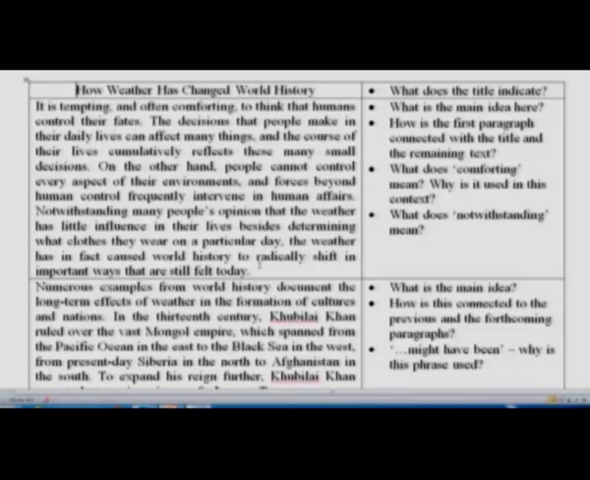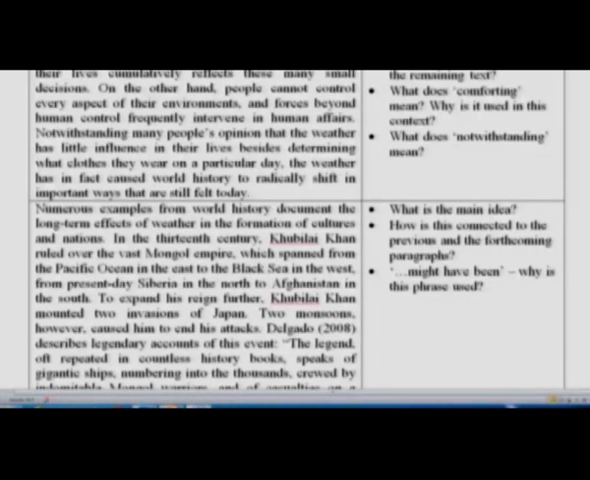So, let us look at this paragraph in detail. The title is How Weather Has Changed World History. So, by just looking at the title, can you guess something about the content? Most likely the text is going to talk about how weather has influenced world history. These influences may be positive or negative. So, we can expect that the text is going to give some instances and then explain how weather played an important role.